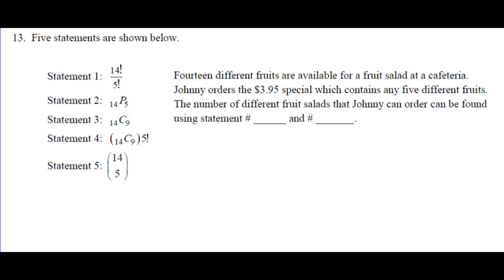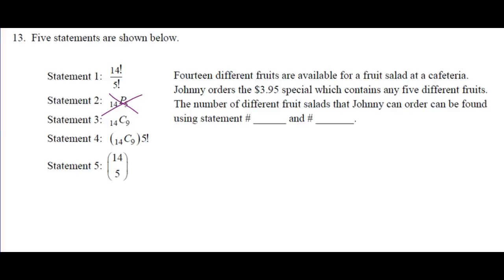Anyways, all that's good. 14 different fruits are available for a fruit salad at a cafeteria. Johnny orders a $3.95 special, which contains any 5 different fruits. The number of different fruit salads that Johnny can order can be found using statements, blah, and blah. Is this permutation or combination? Do we care what order the fruits are chosen? No. So it's not a permutation, right? So there goes statement 2.